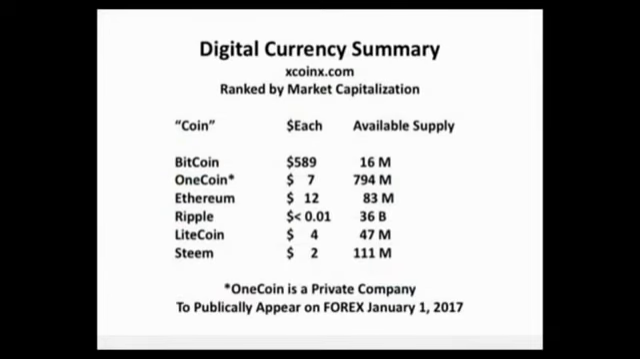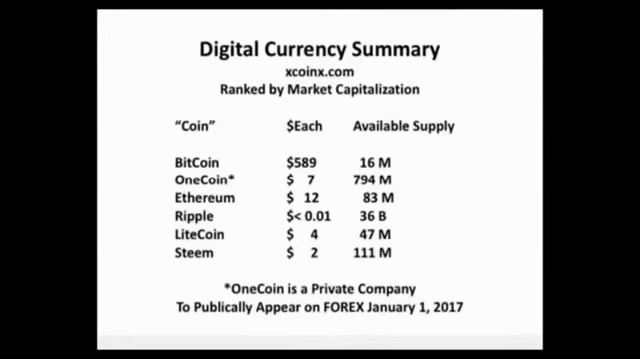So the different coins going down, we see Bitcoin, OneCoin, Ethereum, Ripple, Litecoin, and Steem. OneCoin is a private company. That's why it only shows up on this particular website. Otherwise, you can't find it. OneCoin is supposed to go public in January. So the cost right now, today, August 15, 2016, you can see is a huge discrepancy. Bitcoin is about $590 and only 16 million in supply. OneCoin actually today went up to $8.25, and it has an available supply of almost 800 million, whereas Ethereum is $12, Ripple less than a tenth of a cent, Litecoin about $4, and Steem about $2, and they have smaller amounts of available supply.